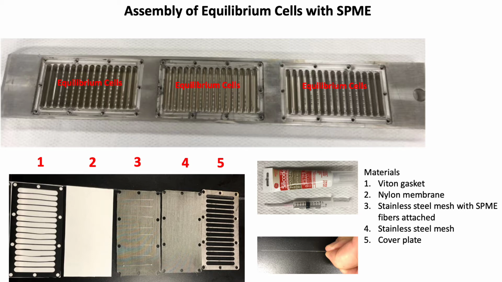The materials that need to be assembled include a Viton gasket, pictured here, a membrane of appropriate material. In this case, I'm showing a 0.45 micron nylon membrane, a stainless steel mesh with the SPME fibers attached, another stainless steel mesh to protect the SPME fibers from the sediment, and a top cover plate to hold all of the previous materials in place. The SPME fibers can be attached to the stainless steel mesh using silicone, a syringe, and then the SPME fiber.